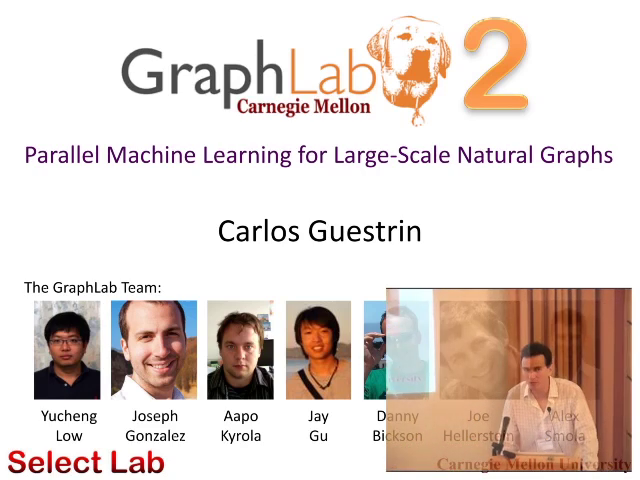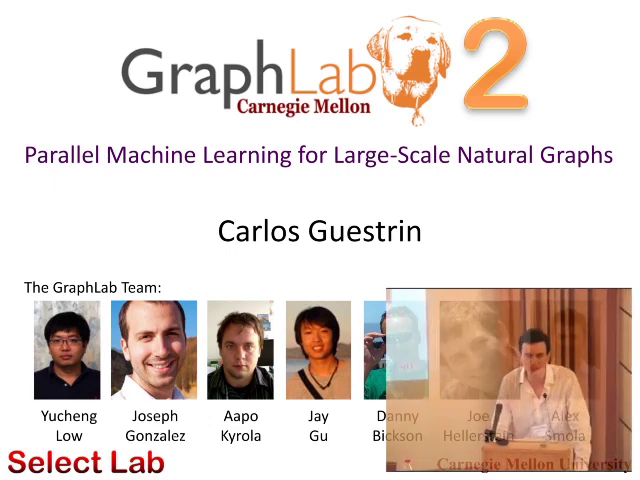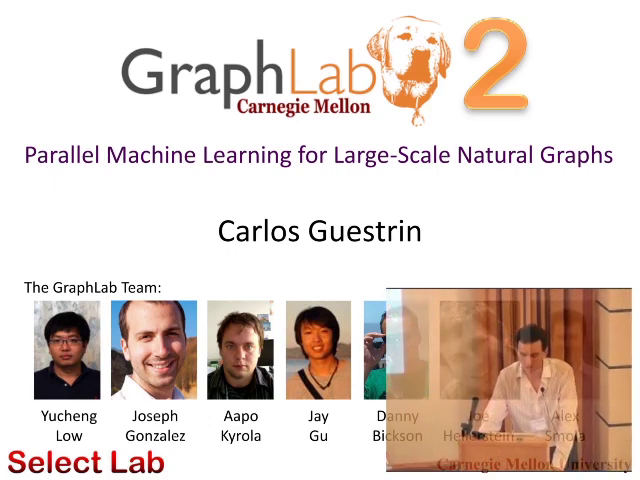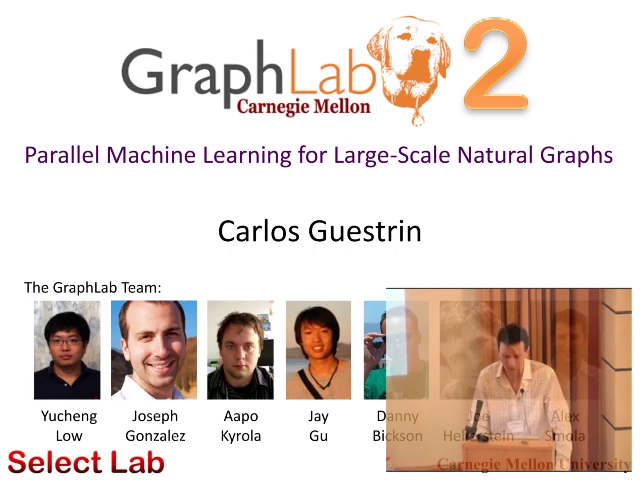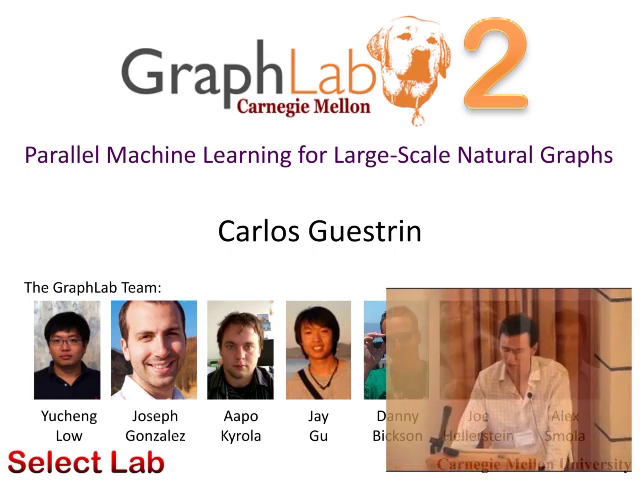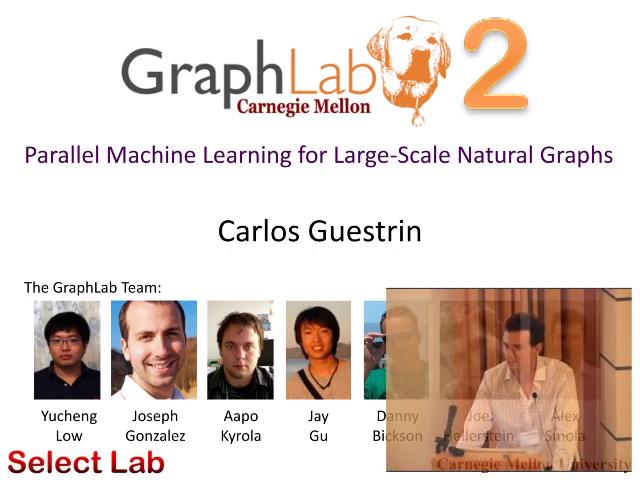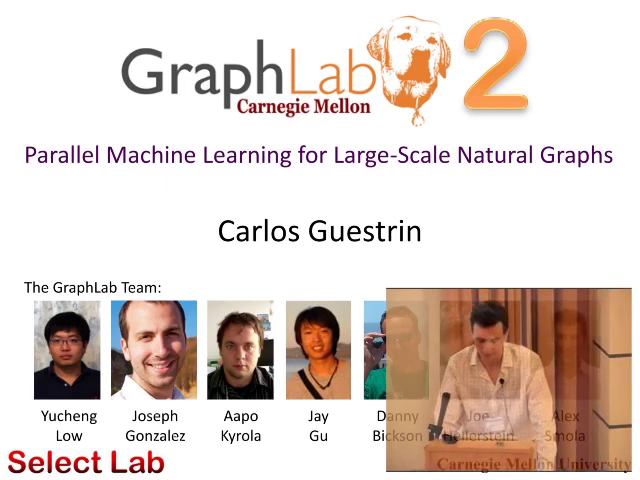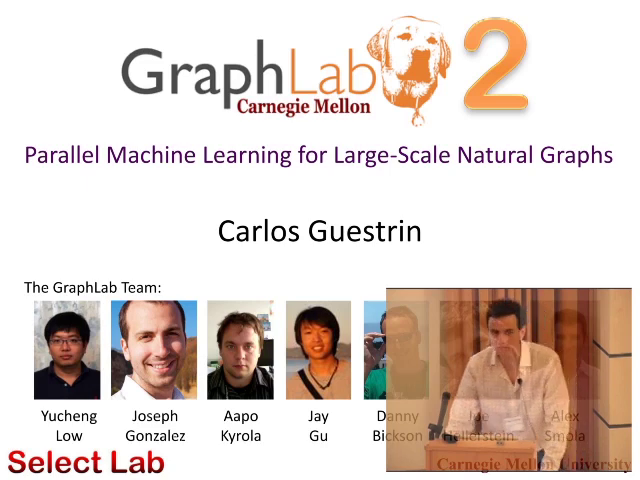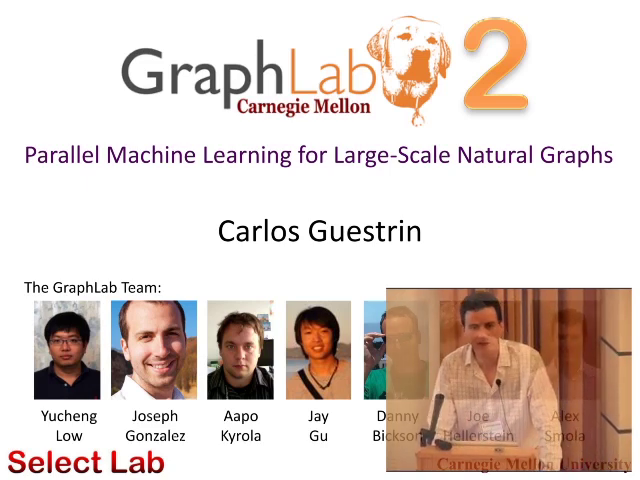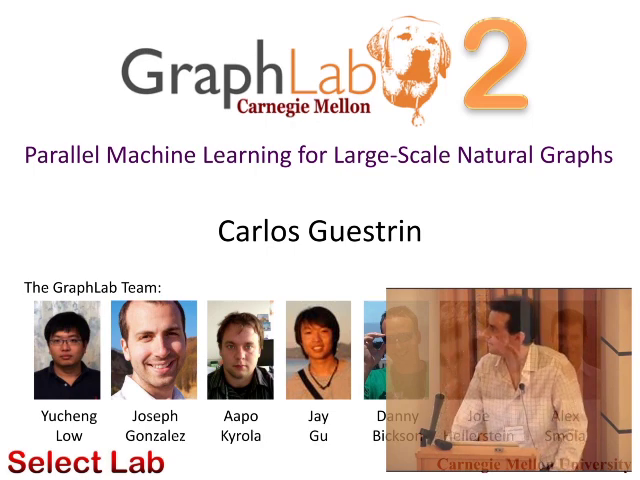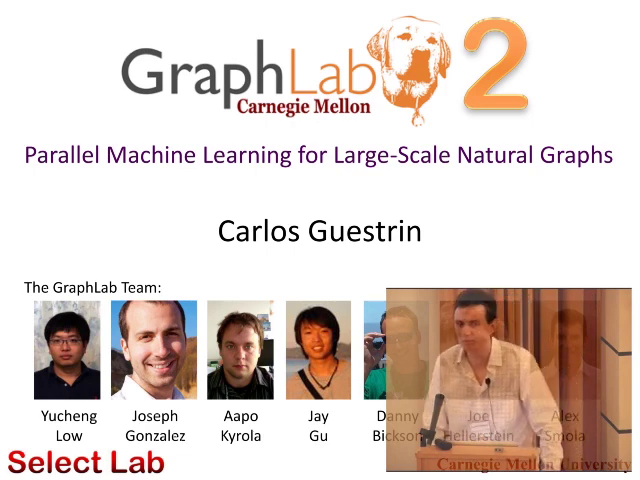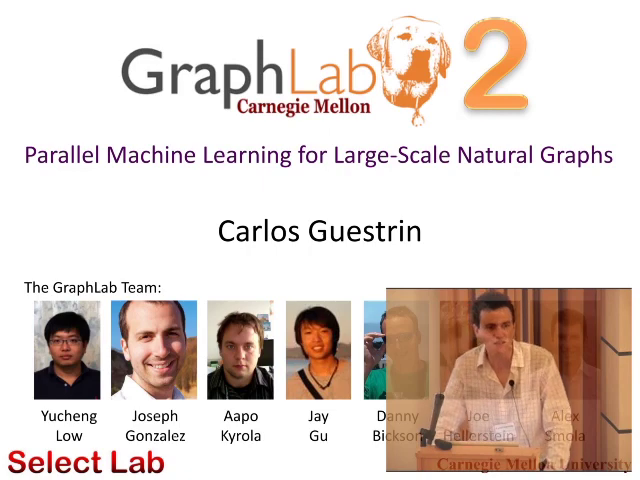And what I'm doing, I'm really the spokesperson for work that's been led by my students, especially Yucheng Low and Joey Gonzalez, who are both here, and also Aapo Kyrola and Jay Gu, and my postdoc Danny Bickson, who's also here. And we also involved some collaborations with Joe Hellerstein and Alex Smola. And what I'll talk about today is a little bit about GraphLab, the system we've been building for machine learning over the last few years, and also the second version that we're in progress right now that addresses natural graphs with large degree nodes.